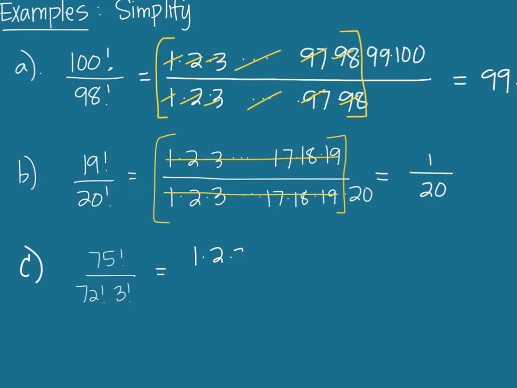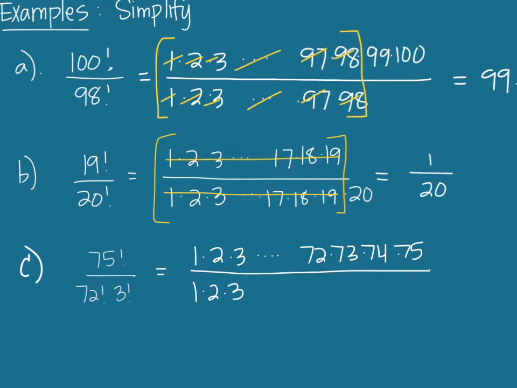So 1, 2, 3, we start out, and then we end with 75. Before that is 74. Before that is 73. Before that is 72. In the denominator, I start with 1, 2, 3. The 72 factorial means I end at 72, and then I have a whole bunch of dots before that. Then I start over with 3 factorial, so then 1, 2, 3. So the overlap is in the first 72 terms.